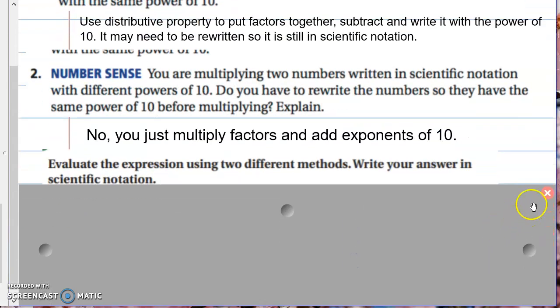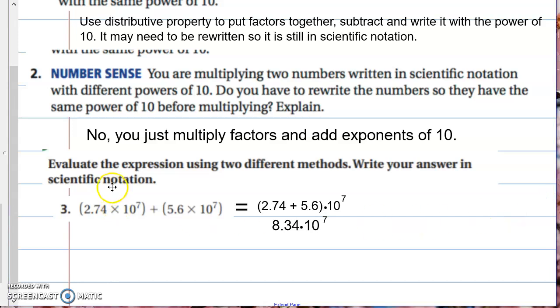And then I'll get started on question 3 with you as well. It says evaluate the expression using two different methods. So we didn't learn two different methods here, so you can just do it with the one method that we learned today. So if you look at number 3, this has the same powers of 10. So I add these factors together, 2.74 plus 5.6, and I keep my same power of 10, and that gives me 8.34 times 10 to the 7.